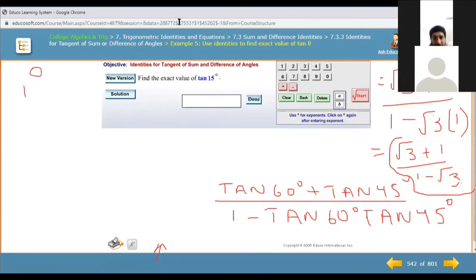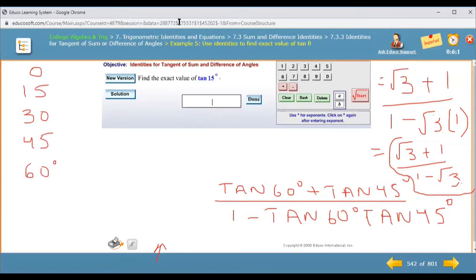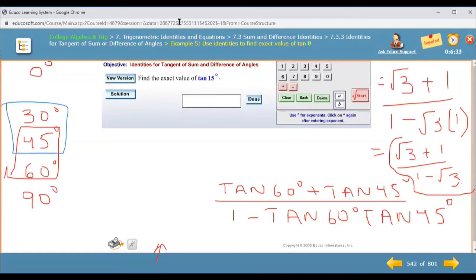The angles are 0, 30, 45, 60, and 90. Sorry, why did I write 15 there? We don't have 15. I apologize. Now, using a combination of these, I have to find 15. How do we get 15? You can use 60 and 45, or you can use 45 and 30. Whichever you want, you can use and get the right answer.